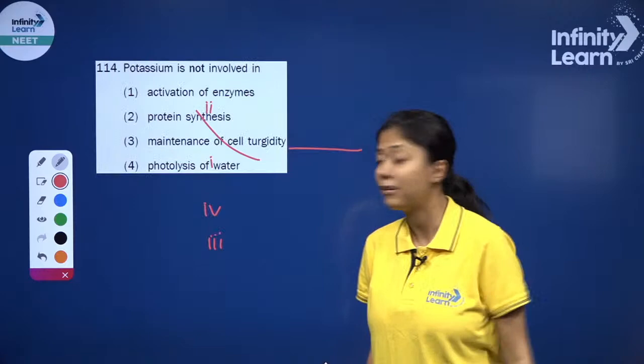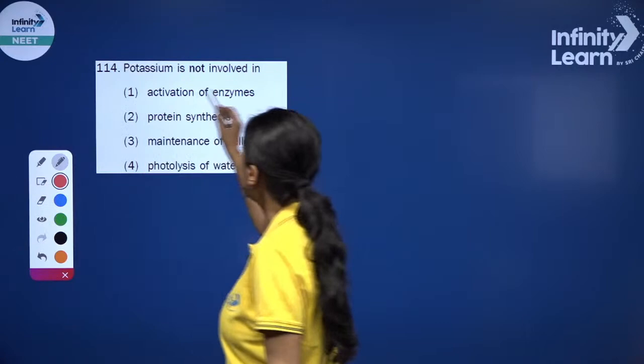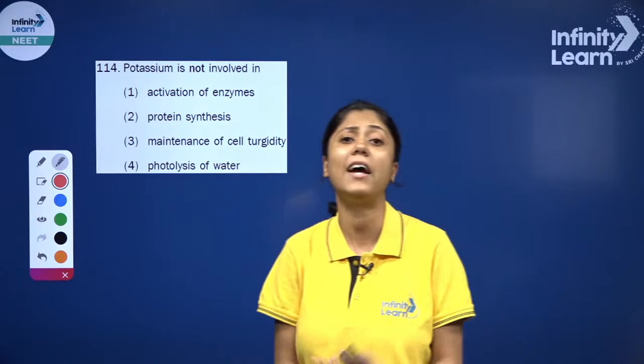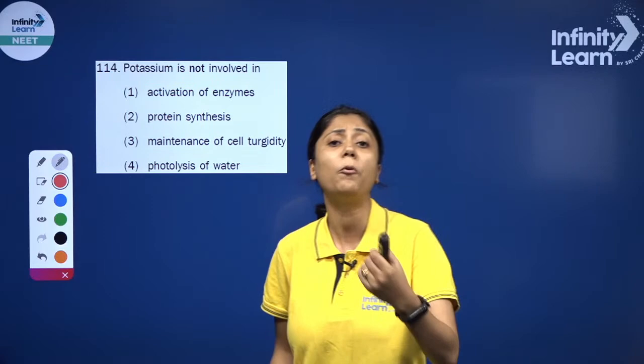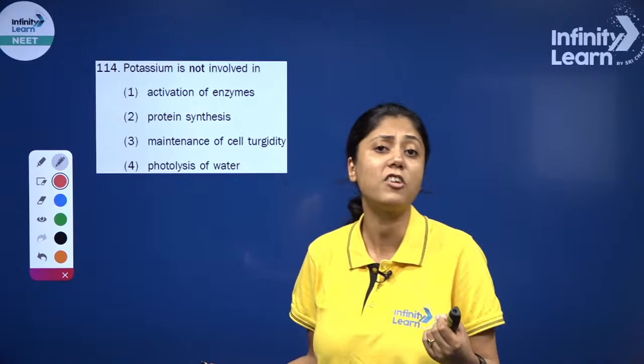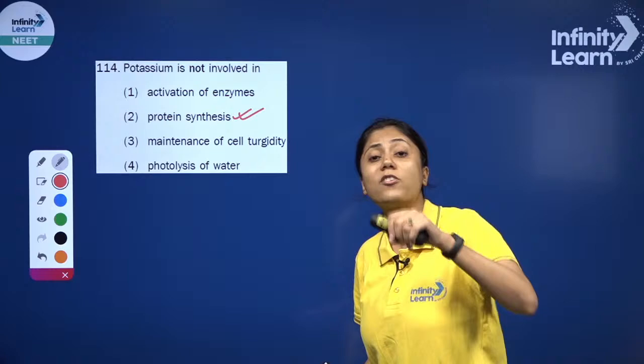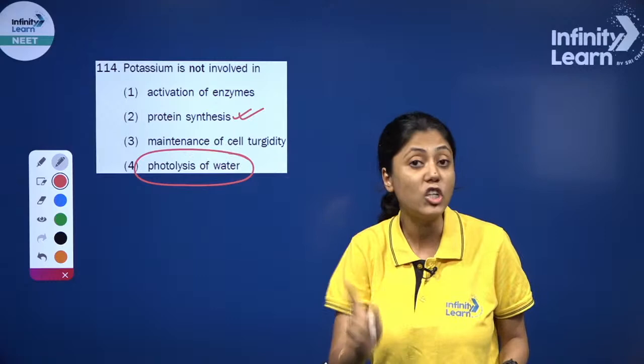Okay, moving ahead, right? Let's move ahead. Potassium is involved in the activation of enzymes. There are many enzymes in the glycolytic pathway, and in several other processes, which would be requiring potassium for their activation. It helps in protein synthesis. Yes, very important point. You have to remember that potassium does help in protein synthesis, and it also helps in maintaining the cell turgidity. But please remember that potassium is not involved in the splitting of water molecules.